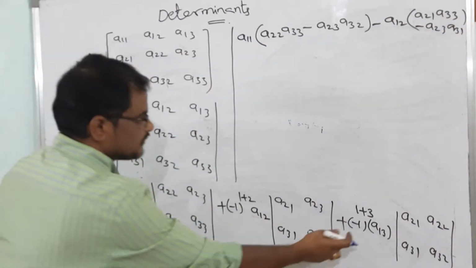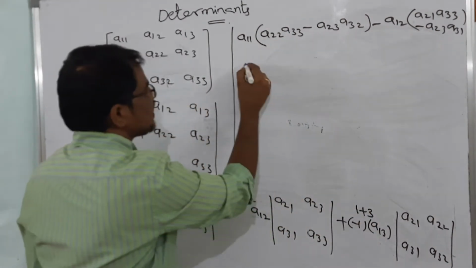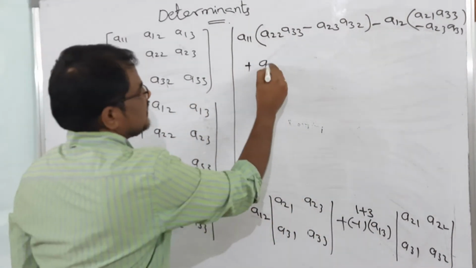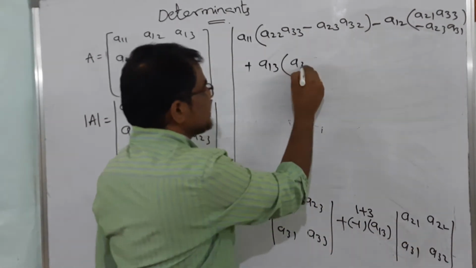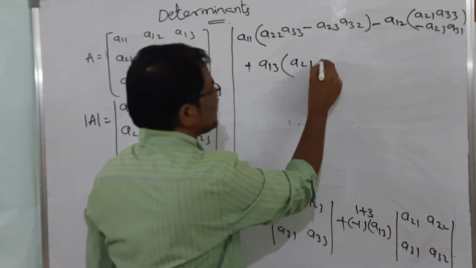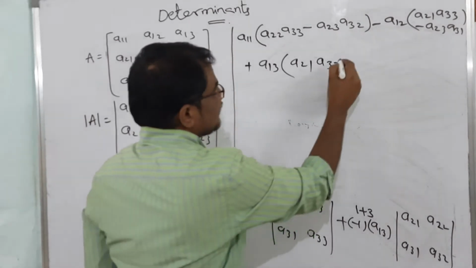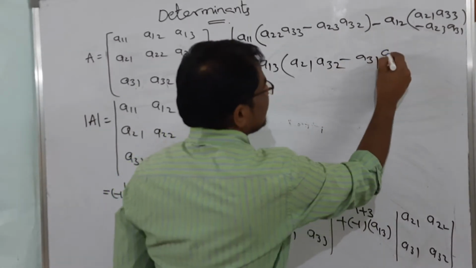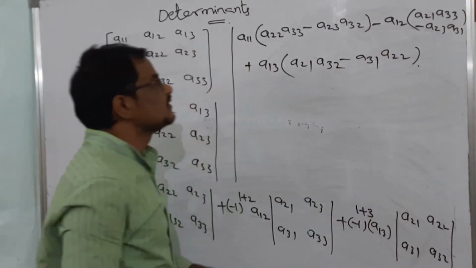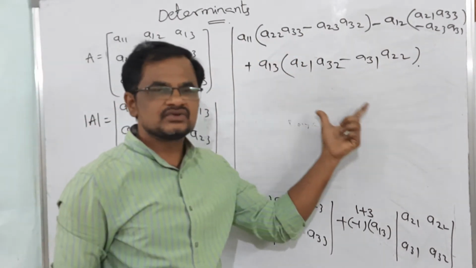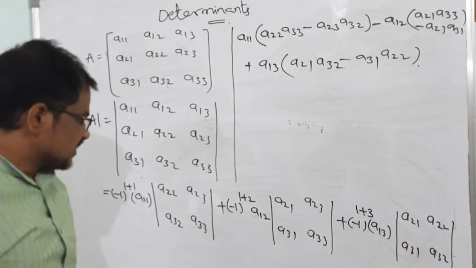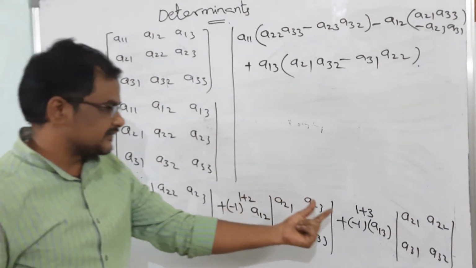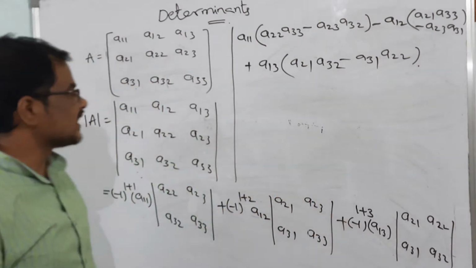Next, come to this one, minus 1 whole to the power of 1 plus 3 positive, A13, cross multiplication. So 2 by 2 determinant, A21 A32 minus A31 A22. So if you simplify this one, so final answer you will get. So this is the 3 by 3 determinant. So instead of taking this one, you can take like this also.